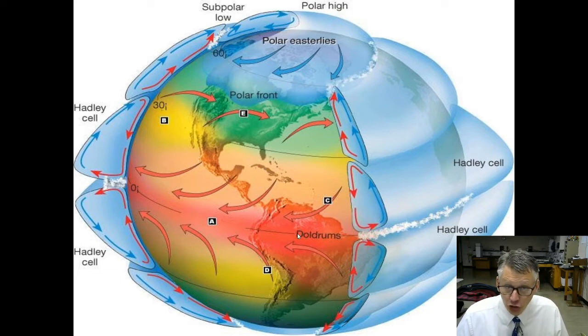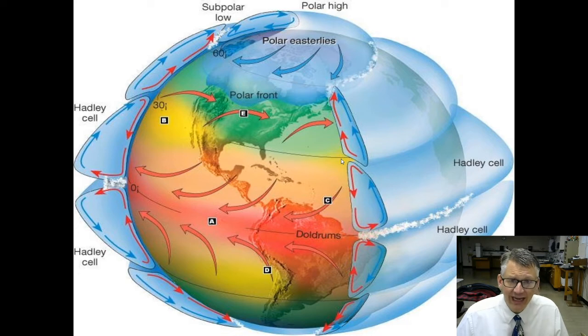So we have our doldrums at the equator. 30 degrees is the horse latitudes. From the horse latitudes to the doldrums, those are called the trade winds.